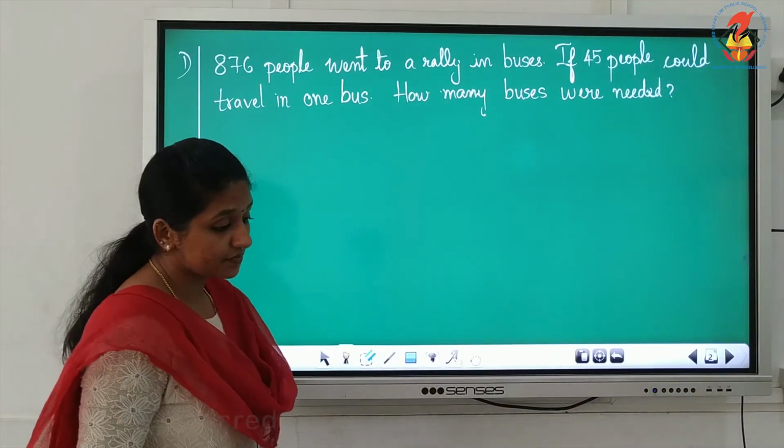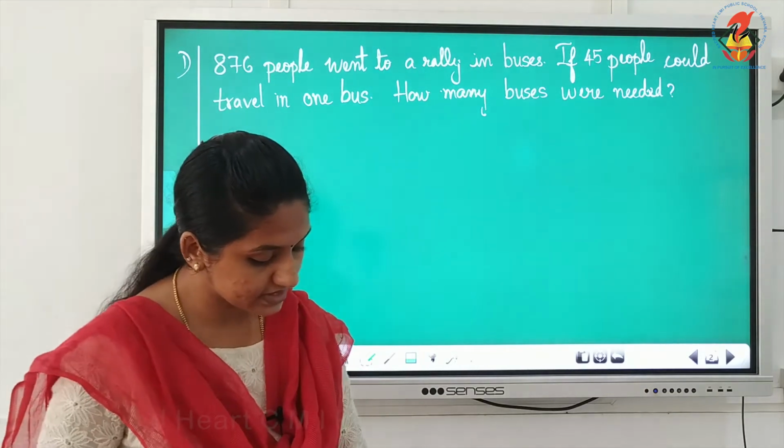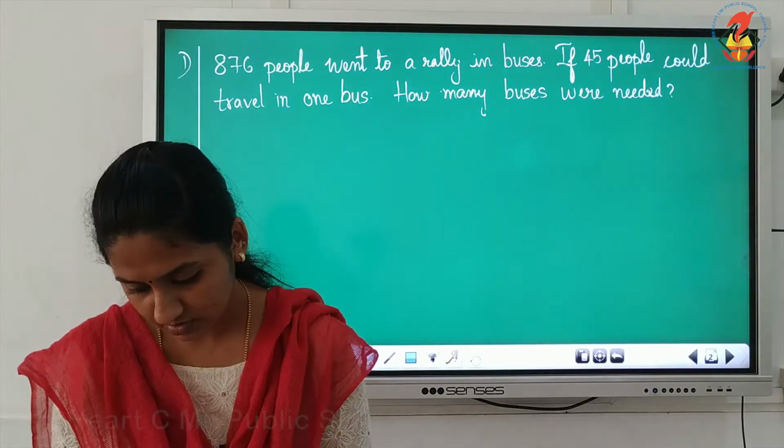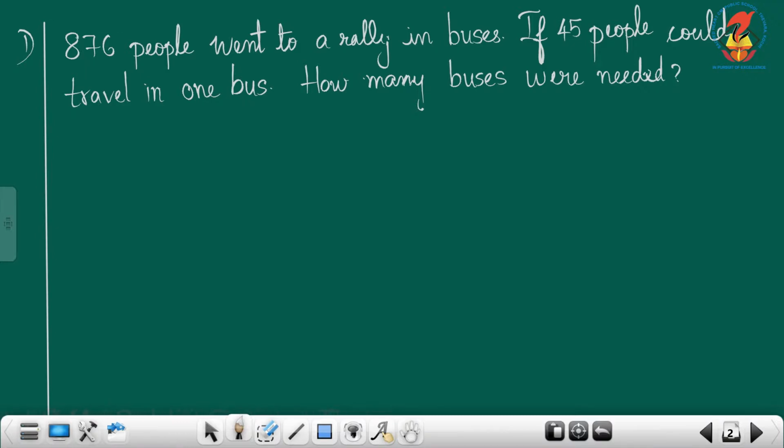So first question, 875. 876 people went to a rally in buses. If 45 people could travel in one bus, how many buses were needed? Okay, once again, 876 people went to a rally in buses. If 45 people could travel in one bus, how many buses were needed?